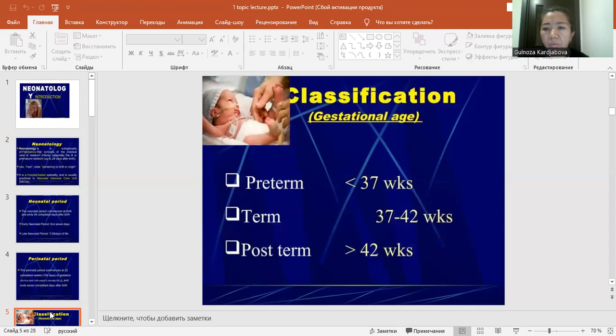Classification of neonates due to gestational age. By gestational age, we have preterm babies till 37 weeks, term babies 37 to 42 weeks, and post-term babies more than 42 weeks of life.